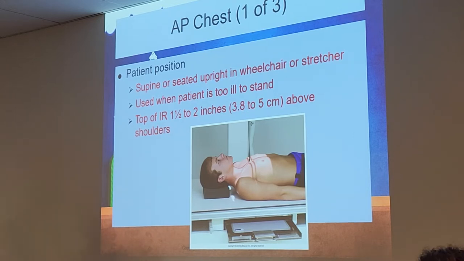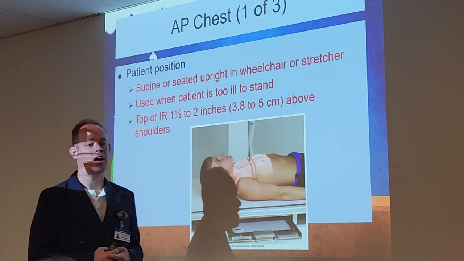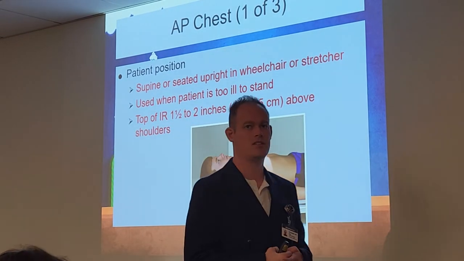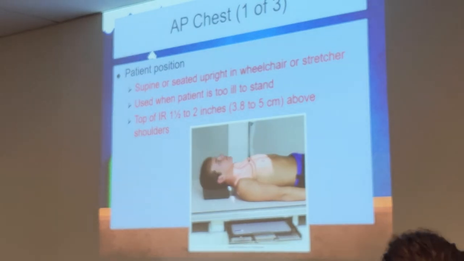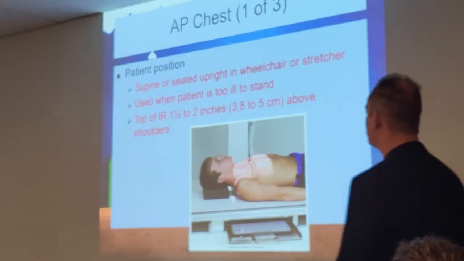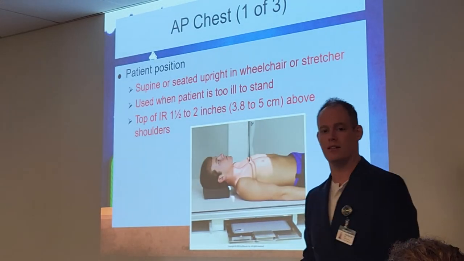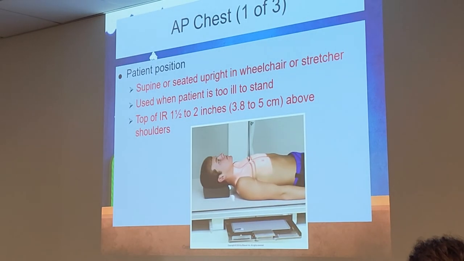Now, when it comes to the position, typically they're going to be supine or seated upright in a wheelchair or stretcher. And once again, it's done when they're too ill to stand, in non-ambulatory patients. But despite that, we're still going to do most of the positioning exactly the same as a chest. We're just going to use that different centering point we talked about. We're still going to put that IR 1.5 to 2 inches above the shoulders, talking about the light, to make sure that you're centered correctly and that you have room for your marker.